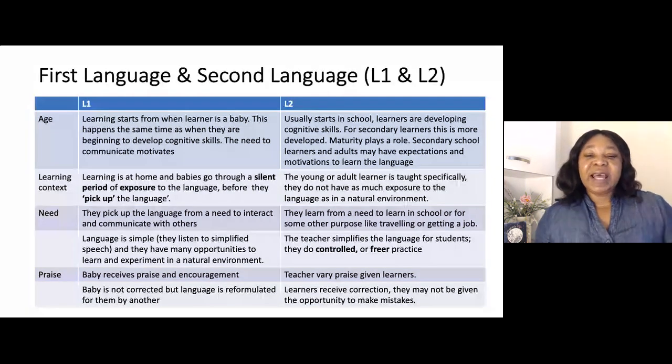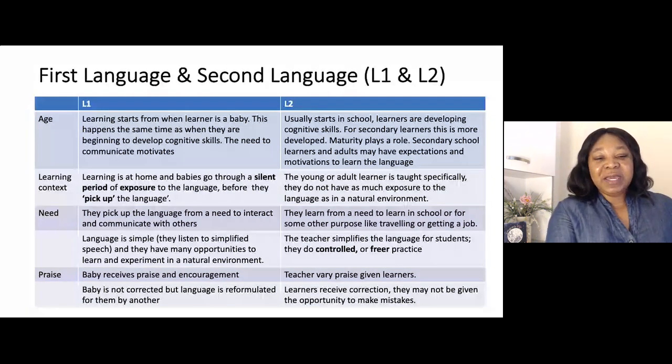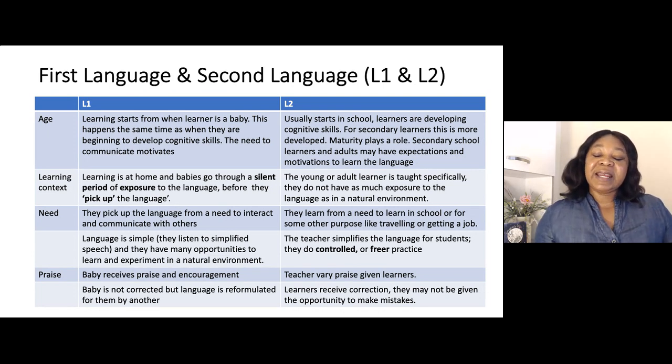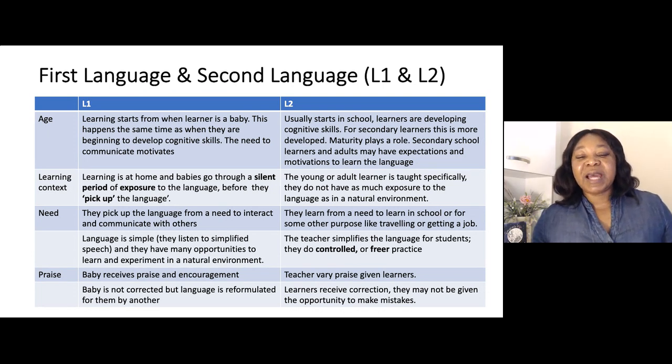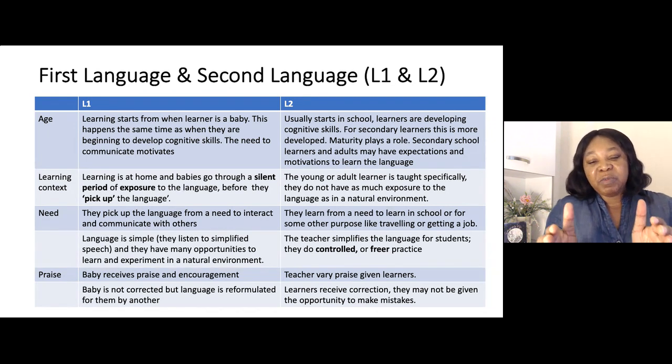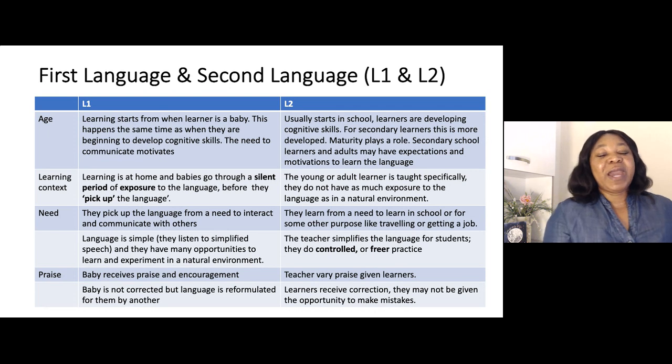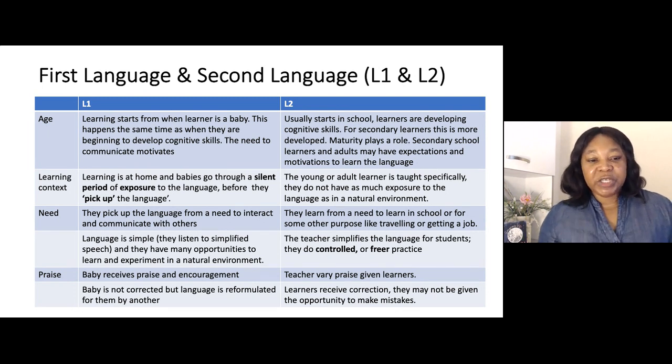And the children learn rules while the baby who is learning at home does not learn the rules of the language. Now, the teacher in school uses controlled or freer practice, allows the learner to use their own expression sometimes, and sometimes uses multiple choice, fill in the gap, or tells them to choose and select and all that. The teacher praises learners, but not the same way as you praise a baby in a natural environment. And correction is not as good as with a baby.